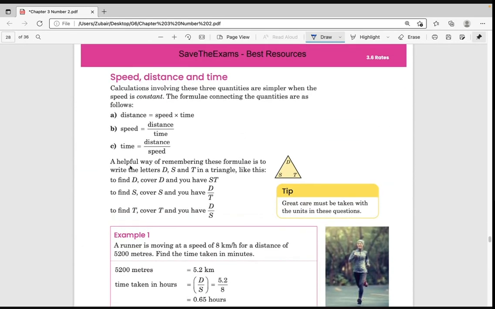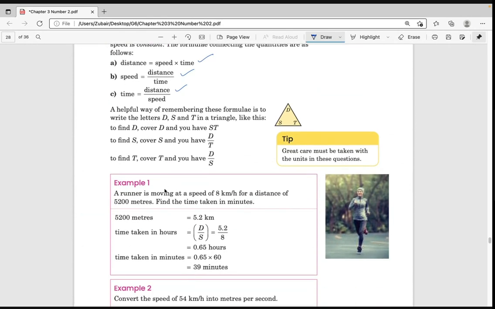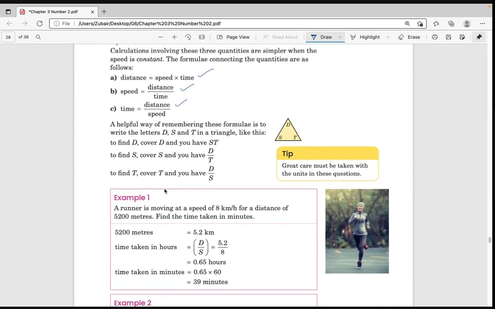Now speed, distance and time. We know distance equals speed multiplied by time, and we can rearrange the formula to find speed or to find time. The symbols they're using are d for distance, s for speed, and t for time.